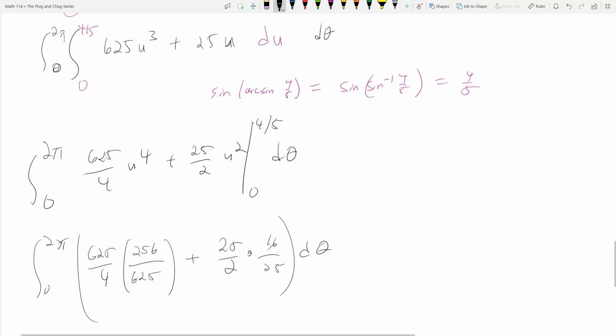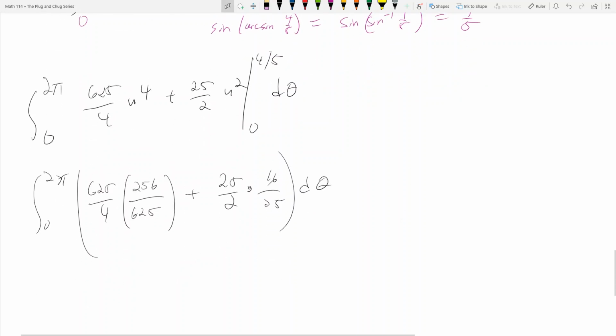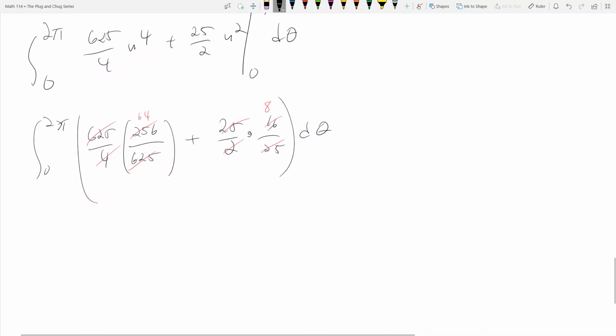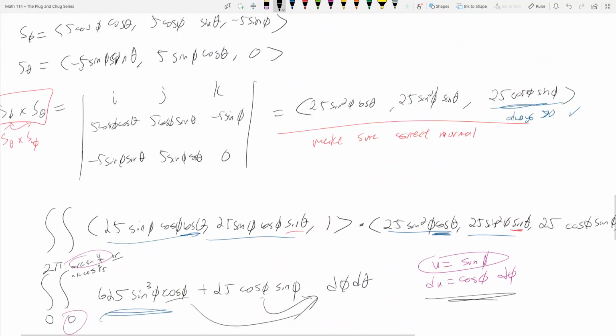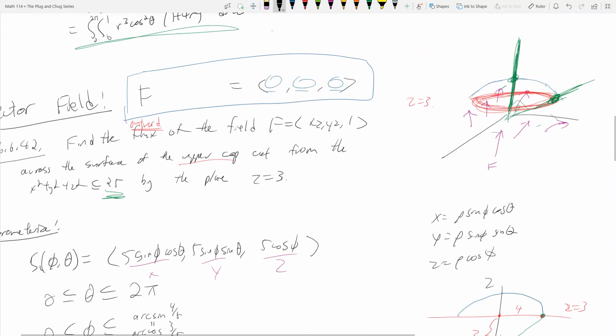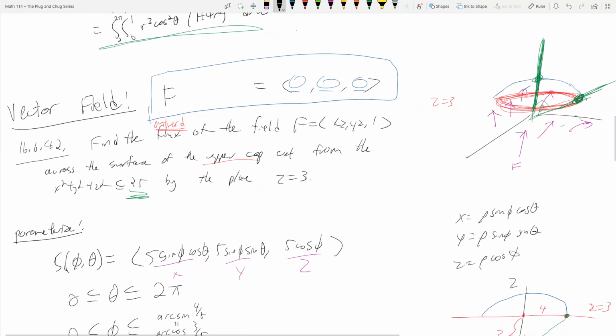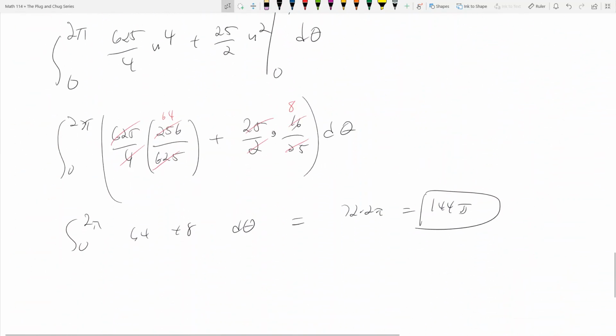And what is this? Well, you get a lot of canceling going on. Cancel, cancel, cancel, cancel. This guy becomes 64. Cancel, cancel, cancel, cancel. You get an 8. And so really, you just got the integral from 0 to 2 pi of 64 plus 8 d theta. So that's then 72 times 2 pi, which is 144 pi, which is the correct answer to this problem. So the amount of vector field going through this cap, which is what we're trying to find, is 144 pi. Okay? And so that's how you do it.